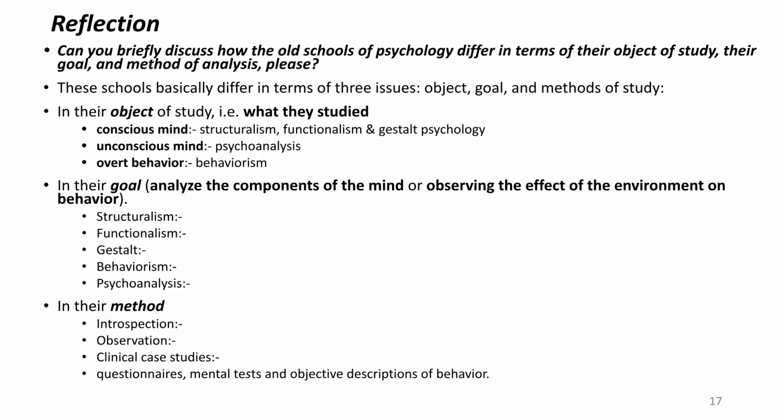The old schools of psychology, structuralism, functionalism, Gestalt, behaviorism, and psychoanalysis differ primarily in their object, goal, and method of study. Their objects included the conscious mind, unconscious mind, and overt behavior, while goals centered on analyzing the mind's components or observing environmental effects on behavior. Methods ranged from introspection and observation to clinical case studies.